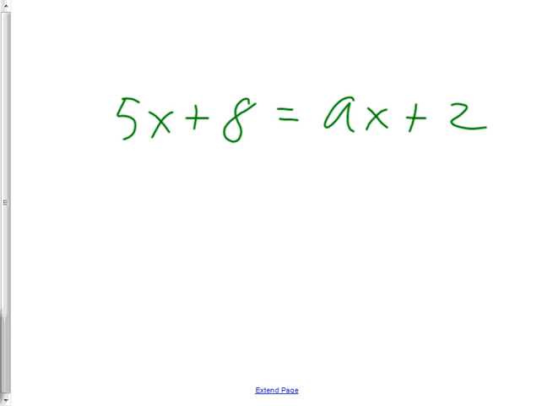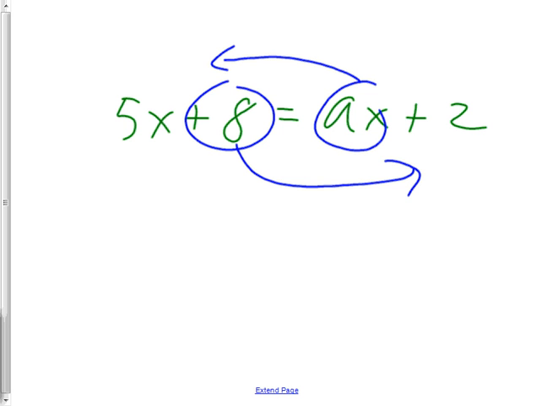I would agree, except I just have this thing about always wanting the x to be on the left side. It's not wrong, what you said is absolutely right. But I'm going to choose to go the other way and move this over here and that over there. That way my x stuff is all on the left. 5x minus ax is equal to 2 minus 8, which would be negative 6. Did you have the same thing except reverse? Okay, then we're good.